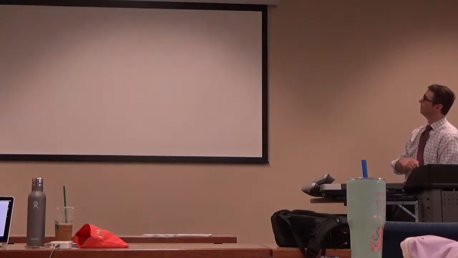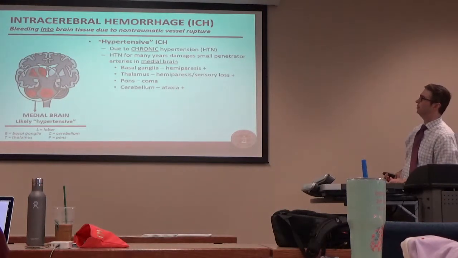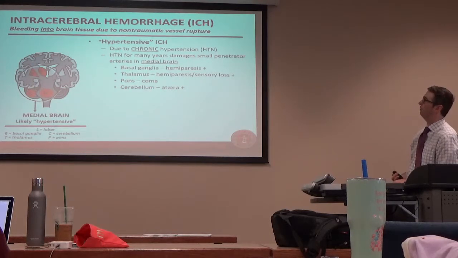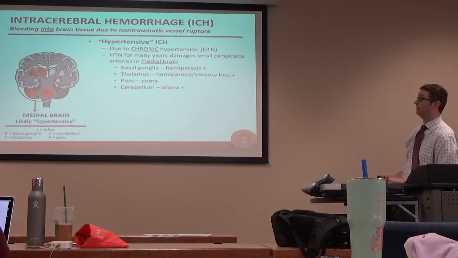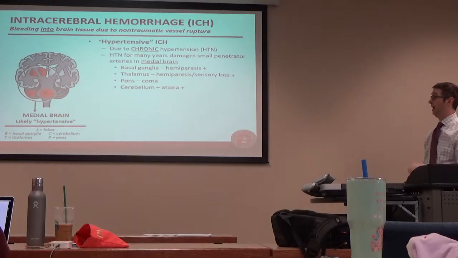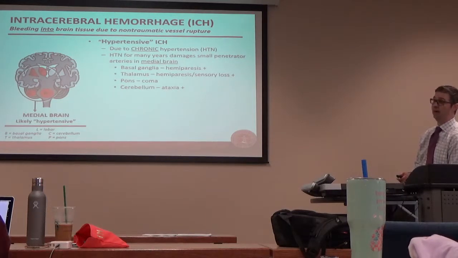That's blood work. All right, intracerebral hemorrhage, bleeding into the brain tissue due to non-traumatic vessel rupture. I see a lot of hypertensive ICHs in my ICU. It's chronic, uncontrolled hypertension that damages the small penetrator and perforator arteries in the medial brain, which include the basal ganglia, the caudate, putamen, the thalamus, the pons, and the cerebellum. Obviously, you don't want a big bleed in the pons because remember the reticular activating system is there. You're in a coma. You don't wake up.